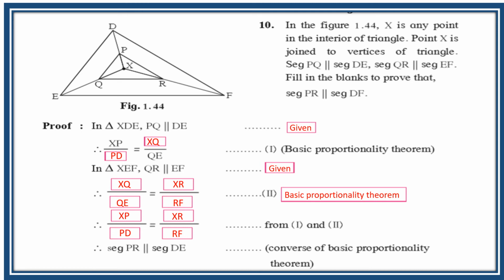If these ratios are equal in triangle XDF, then PR will be parallel to DF by the converse of the basic proportionality theorem.